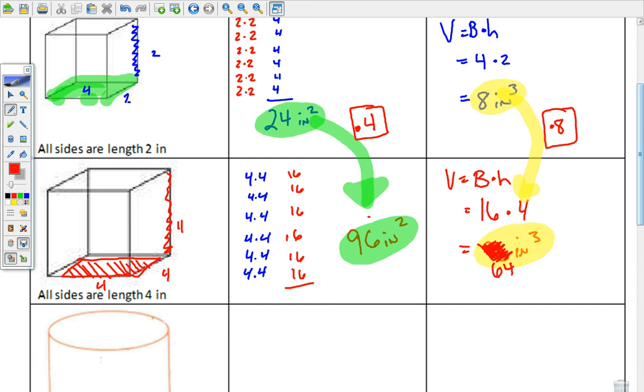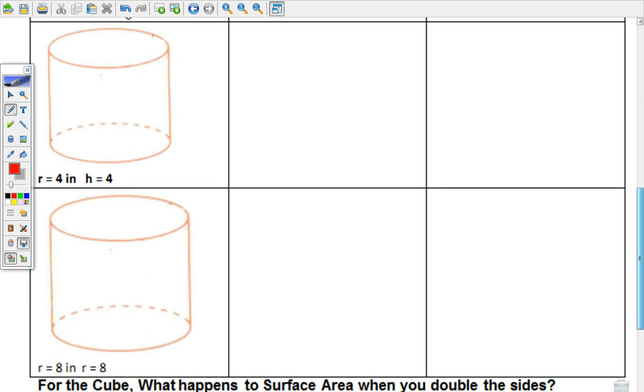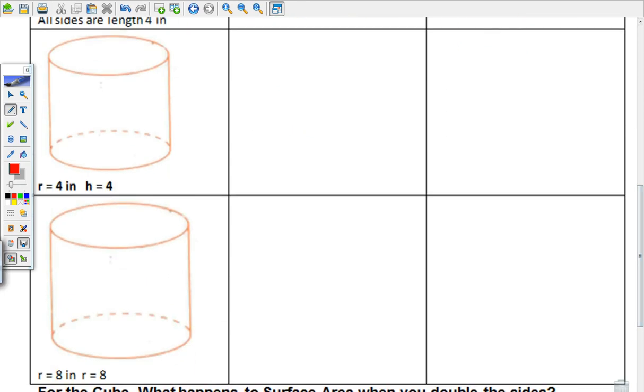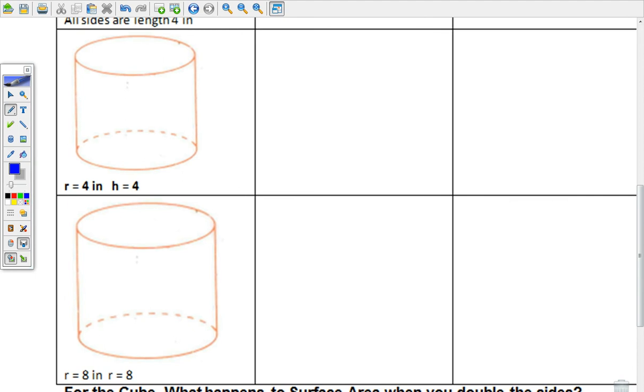That's what I was looking for, times 8. So we're going to look at that relationship there. Now next we're going to look at cylinders, see if the same thing happens or if a different thing happens. For cylinders, we'll do surface area first, and then volume. So remember the radius is 4, and the height is 4. For this question, I think you had it drawn in there as well.